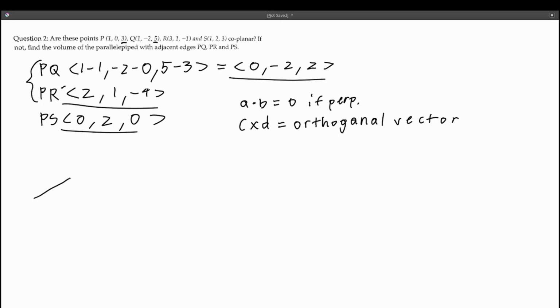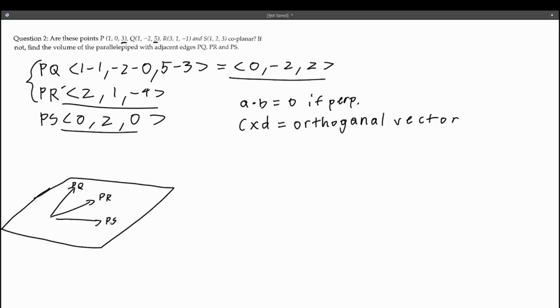To illustrate this, let's just assume that they're all coplanar. Let's just draw a plane out here real quick in 3D. It's not real pretty, but it just gets the point across. Let's say this is PQ, this is PR, and this is PS. This is assuming that they're coplanar, and this is only if they are coplanar. So if they're all in the same plane, that means a vector that's perpendicular, or orthogonal, to PQ and PR would also be perpendicular to vector PS. And we remember the dot product of two vectors, if they're perpendicular, is 0.